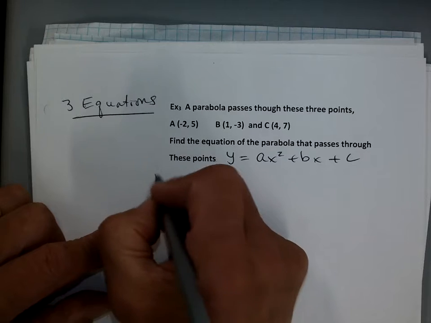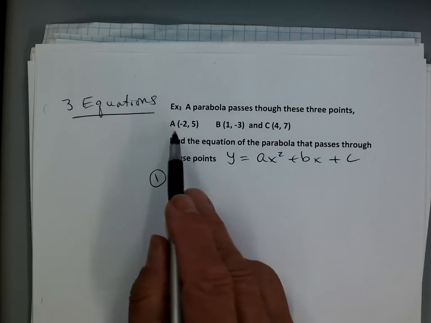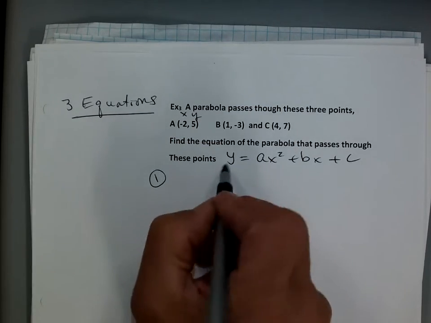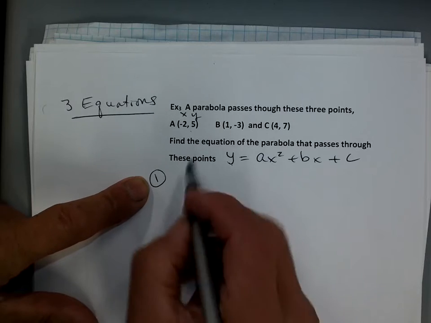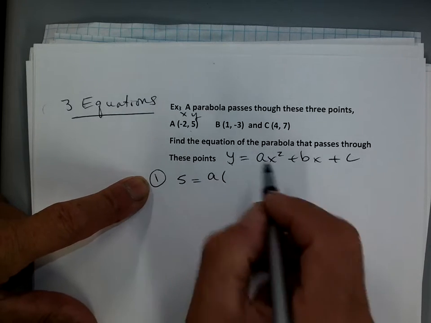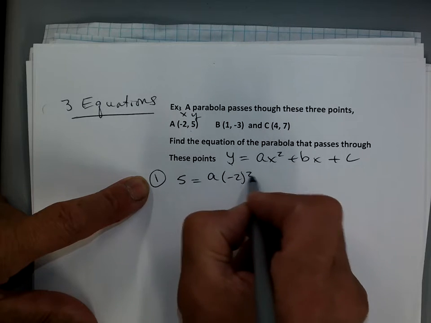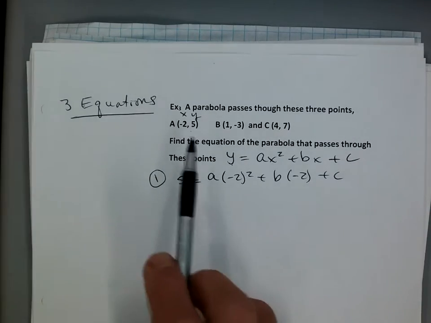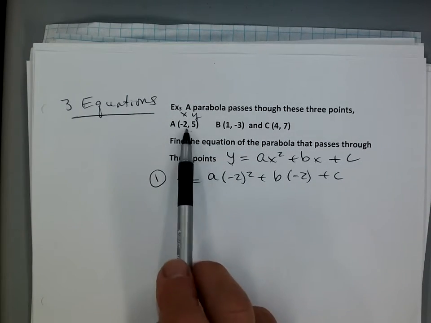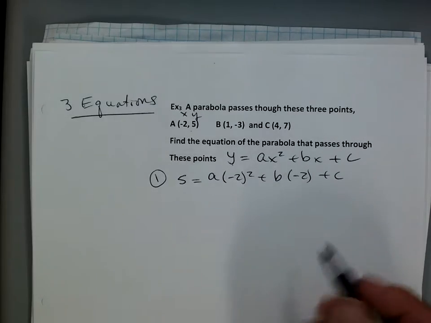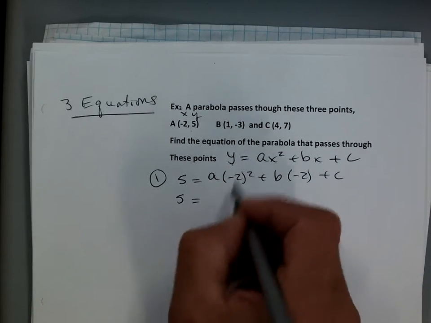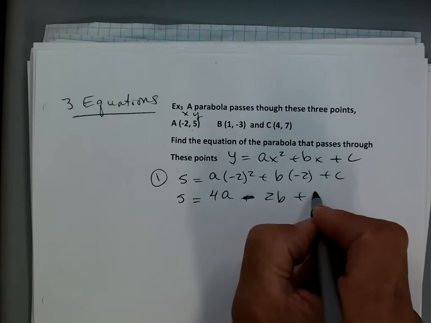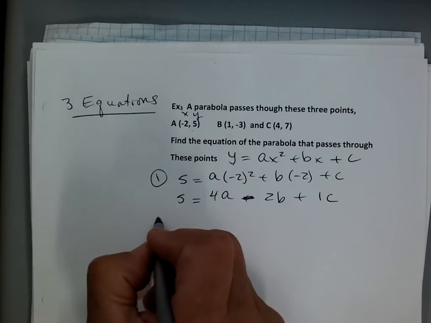So let's make equation 1. Equation 1 is made from point 1. And every point has some x and y value. So equation 1 is going to have 5 equals a times x squared, negative 2 squared, plus b times x, which is negative 2, plus c. So I plugged in 5 for the y, because that's my y value, and the negative 2 in for x in both places. Let me simplify this. 5 is equal to 4a minus 2b plus 1c. Equation 1. Equation 2.